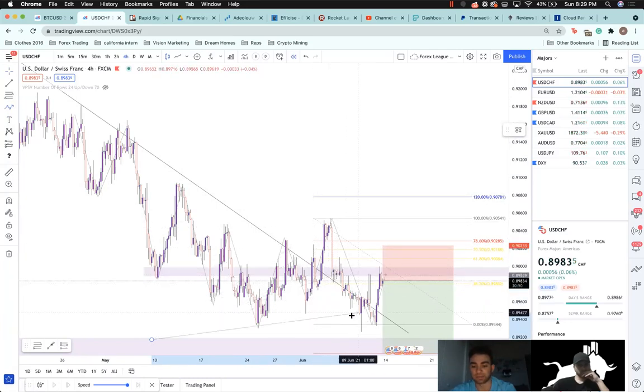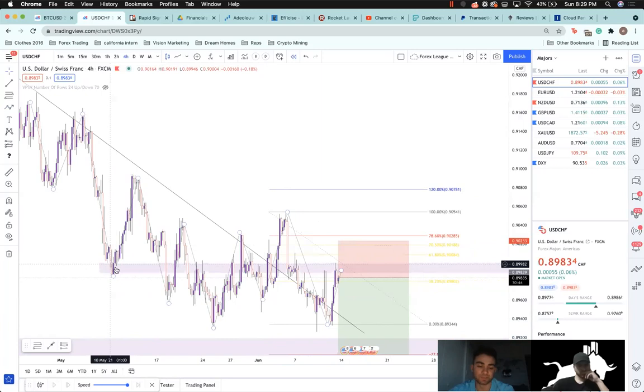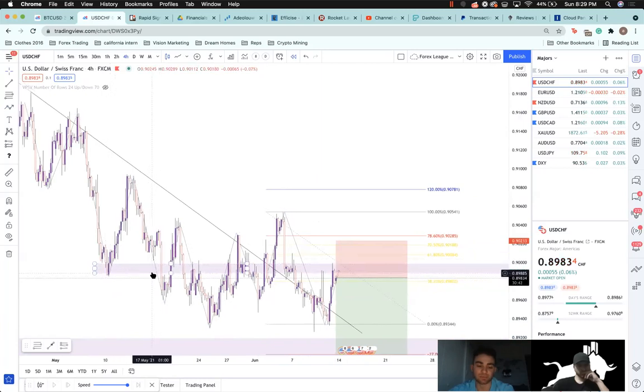Didn't play out, pushed down. Now we just broke support. Now we're coming up for the retest. And I've highlighted this area. This is definitely an area where price has moved off of aggressively multiple times. 1, 2, 3, 4, shot to the upside, shot to the downside off of this level. So I'm looking for price to reject this area.